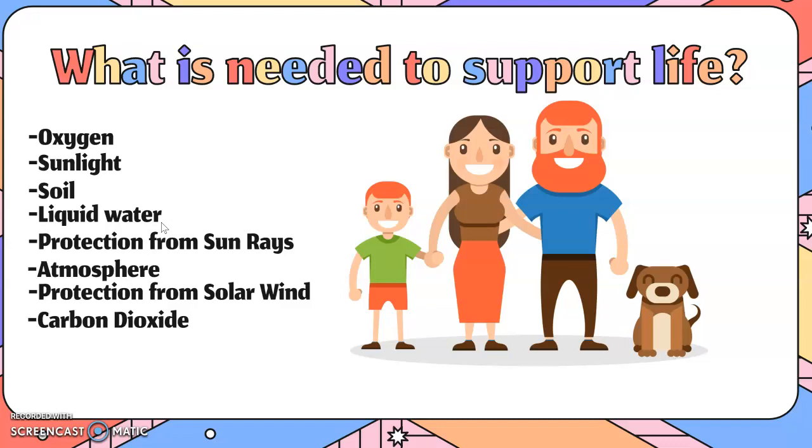We need water to drink, we need something to eat like plants, and that takes sunlight, water, soil, etc. And we need protection from sun rays and solar wind, so that's why we need an atmosphere, and so on.